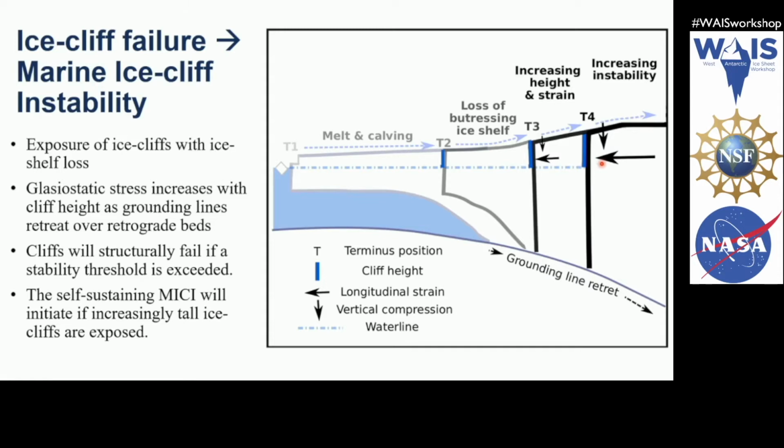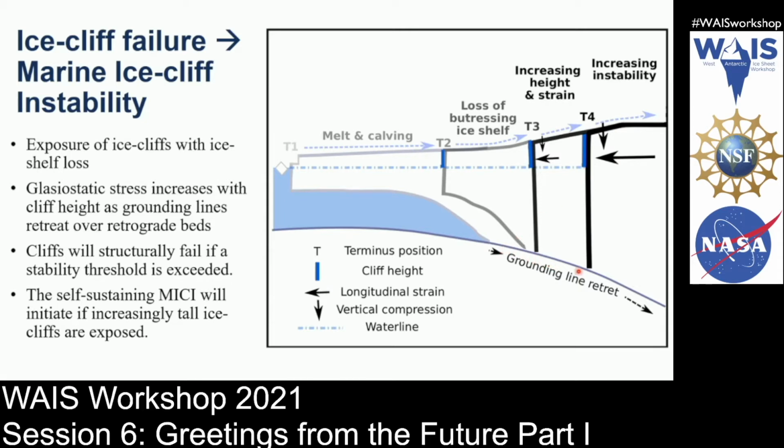The daunting self-sustaining marine ice cliff instability would initiate if increasingly tall ice cliffs are exposed with each of these one-off ice cliff failure events. And this risk heightens if retreat progresses over a retrograde bed into regions of very thick ice. And we'll discuss more factors that could lead to this initiation occurring or not during the talk today.